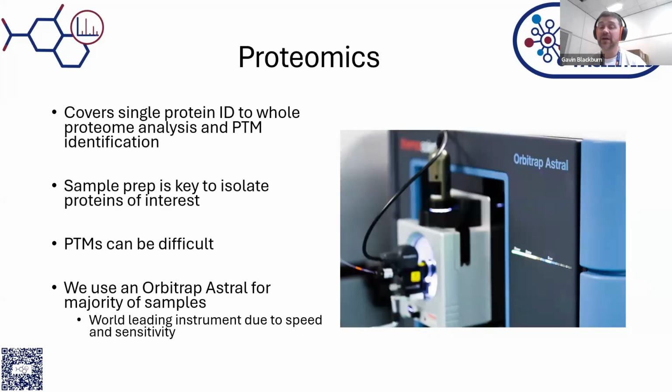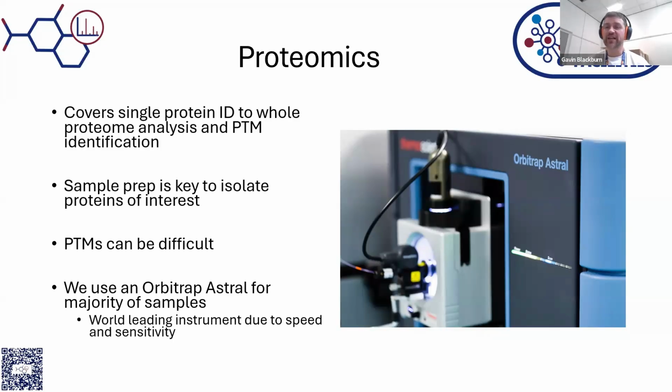So proteomics. What does proteomics cover? Well, it can cover anything from a single protein ID to whole proteome analysis and PTM identification. Sample prep is really, really key when you are talking to people about proteomics experiments. If you are interested in detecting every single protein that's even just in a cell, then you need to understand what the abundances of those different proteins are likely to be. Because, as I've said, mass spectrometry can be competitive.